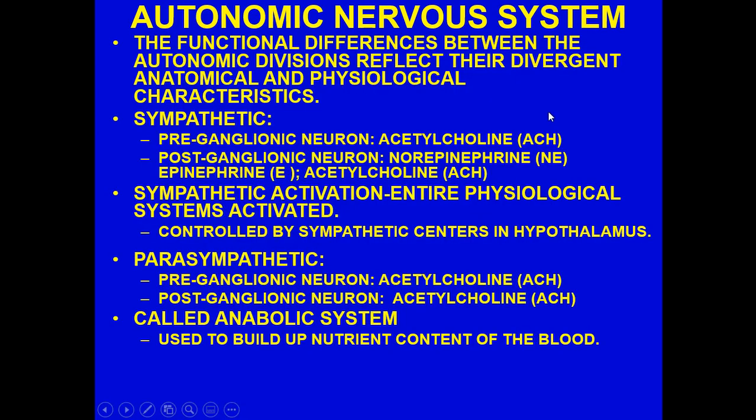Keep that in mind. The functional differences between these autonomic divisions reflect their divergent anatomical and physiological characteristics. Again, this is basically what you're going to start seeing a lot of. Sympathetic, fight or flight. Parasympathetic, rest and digest. But not only do you see it by innervation, you see it also by the neurotransmitters involved. Okay, let's go through this. When we talk about the sympathetic, the preganglionic neurons all have acetylcholine as a neurotransmitter. They're known as cholinergic neurons.